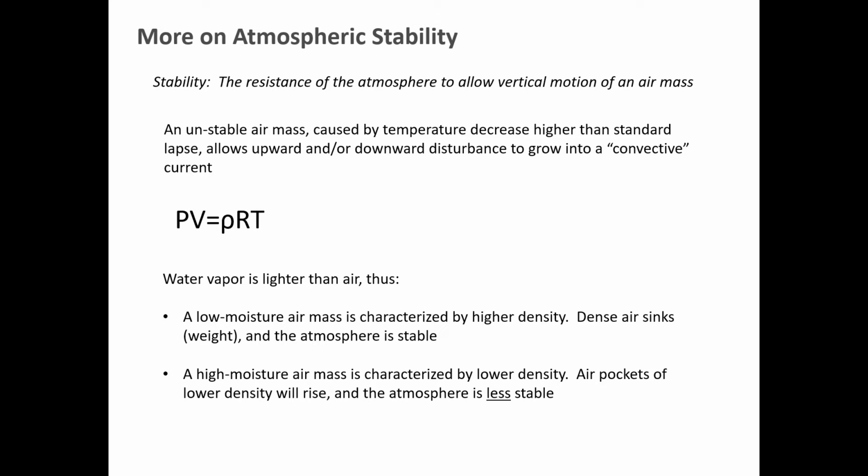So P is pressure, V is volume, and that side of the equation must be equal to the Greek letter rho, which is that short-looking P. That is air density, or density. R is a constant depending on which gas you're talking about, and then T is temperature. So this equation simply states that your pressure multiplied by your volume must be equal to your density multiplied by a constant multiplied by temperature.